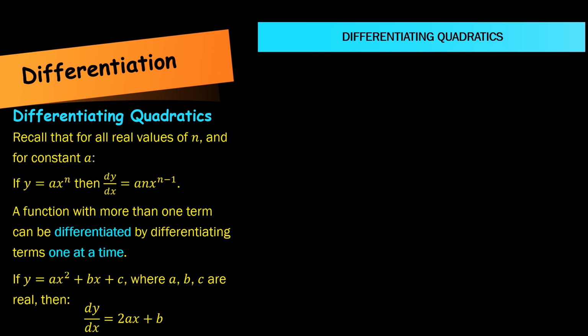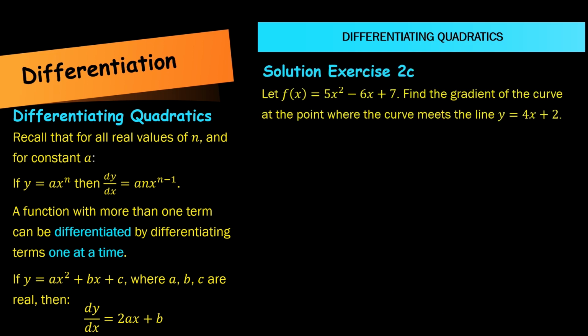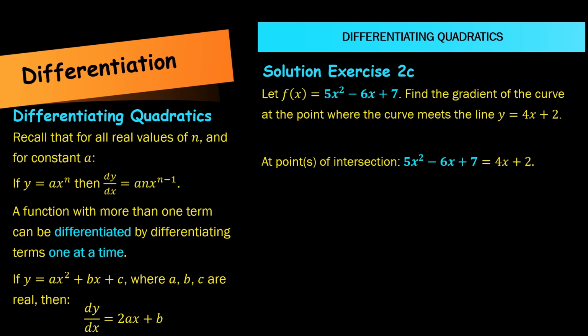Now let's solve example 2c. Let f of x equal 5x squared minus 6x plus 7. Find the gradient of the curve at the point where the curve meets the line y equals 4x plus 2. At the point of intersection, we have 5x squared minus 6x plus 7 equals 4x plus 2.